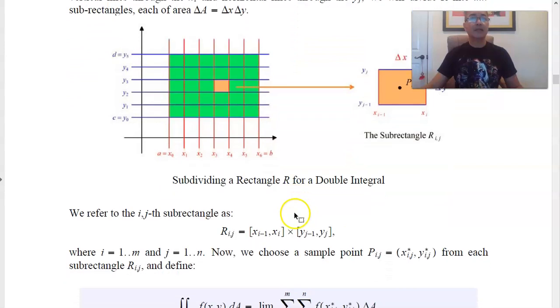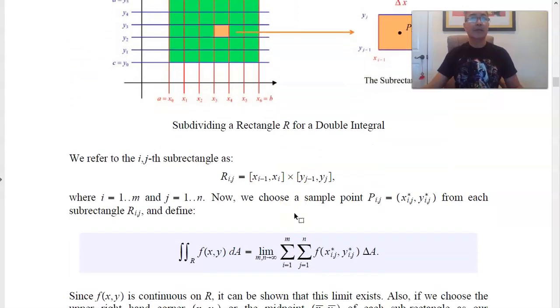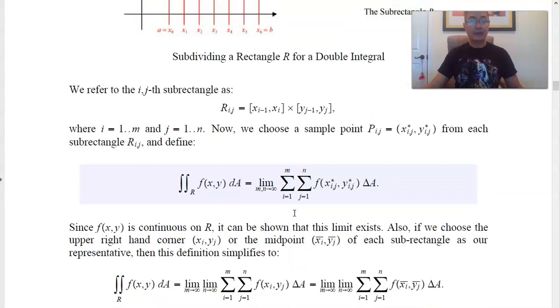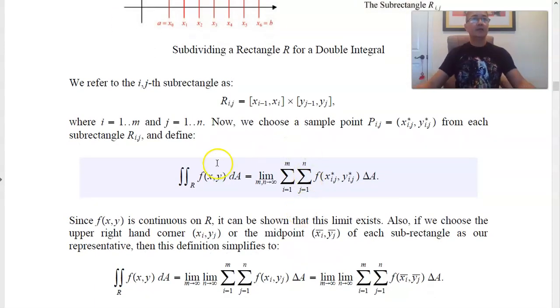Okay, so now let's scoot down over here where we complete the construction of the double integral. Here's the symbol for our double integral. It's going to be a double limit. There are two variables that are going to go to infinity, m and n, the number of pieces along the x-axis and the y-axis. Both of them have to go to infinity so that our pieces get smaller and smaller.